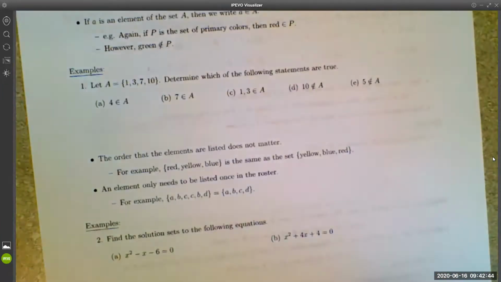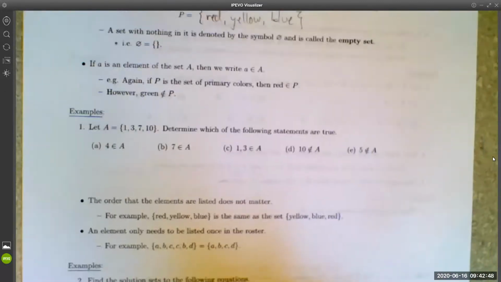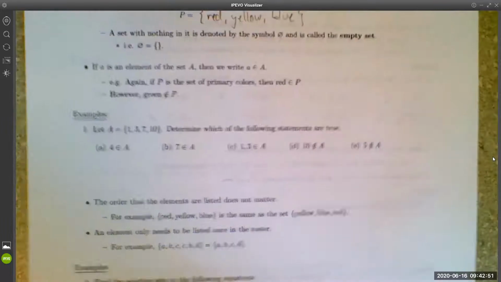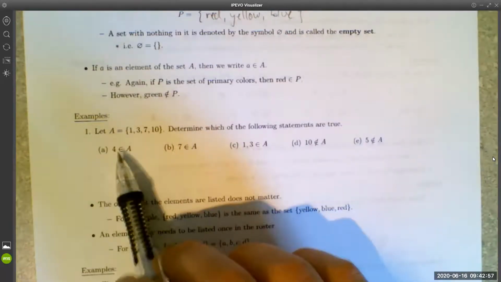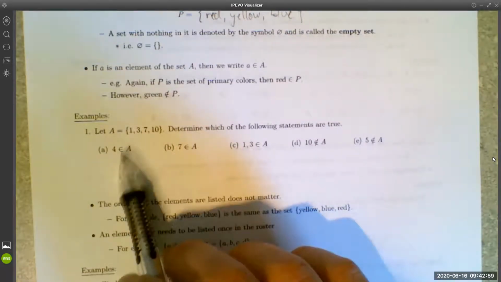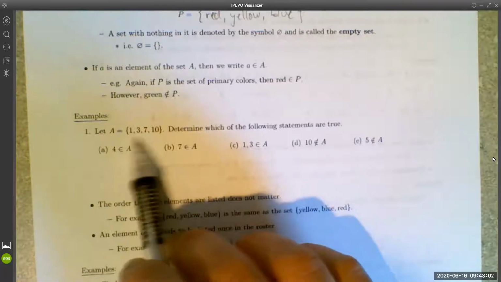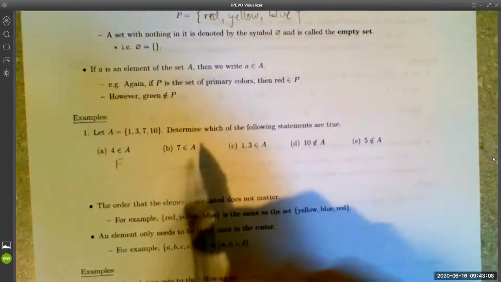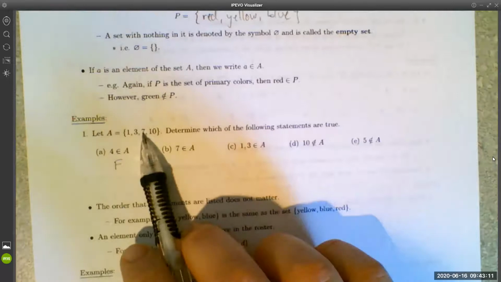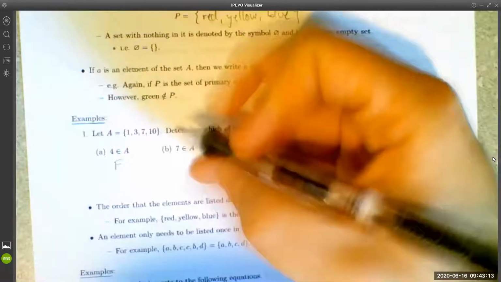So let's practice with that a little bit. So this first one says, let A be the set 1, 3, 7, 10. And let's determine if these are true or false statements. So first one says 4 is in A. Is that a true statement? Well, obviously not, right? Because 4 is not in the set. So this is false. On the other hand, 7 is in A, right? 7 is right there. So this is a true statement.